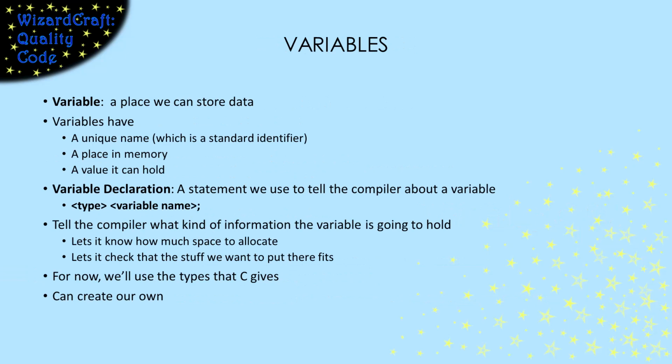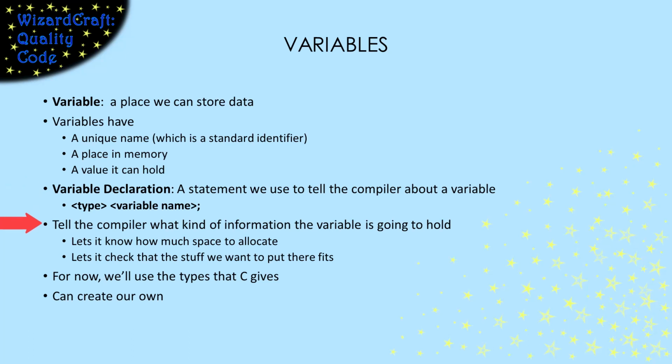One of the things we name is our variables. A variable is a place where we can store information. Every variable has three things: a unique name that follows the rules of standard identifiers we just talked about, a place in memory, and a value stored in that place in memory. C is a strongly typed language, so we have to tell the compiler about every variable we're going to use. We do that with a declaration statement that is of the form type, variable name, semicolon.